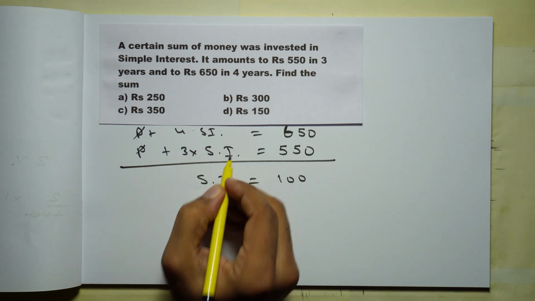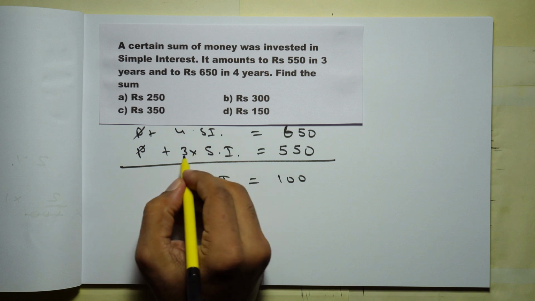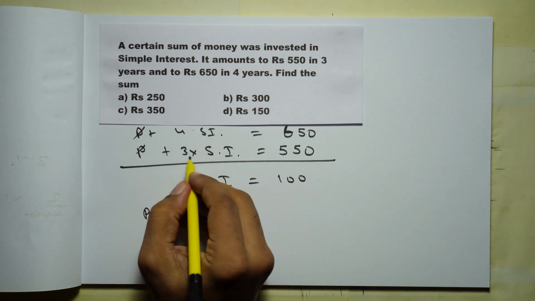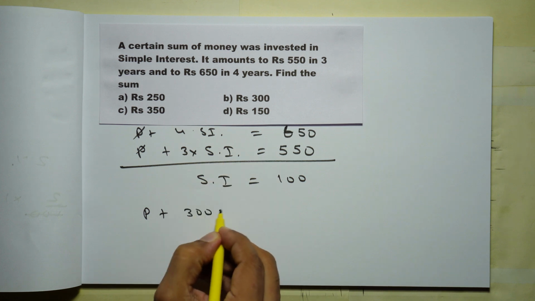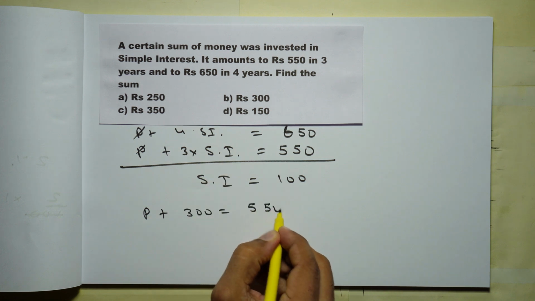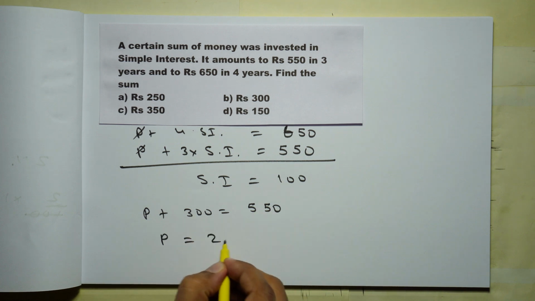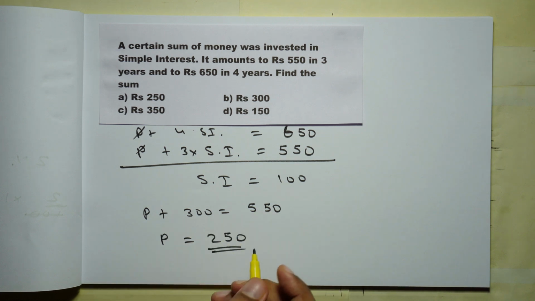Now I'll just substitute into this equation. P plus 3 SI. SI is equal to 100, that is a simple interest per year. So for 3 years it will be 300. That is equal to 550. So the principal you will get it as 550 minus 300, that is rupees 250. Find the sum, that is the principal, that is rupees 250, option A.